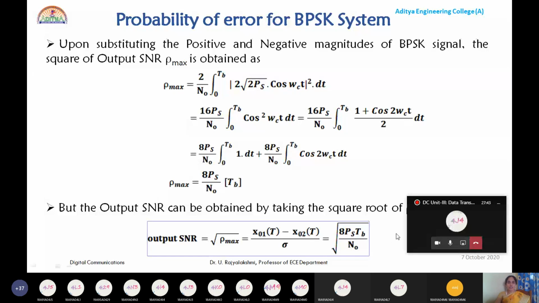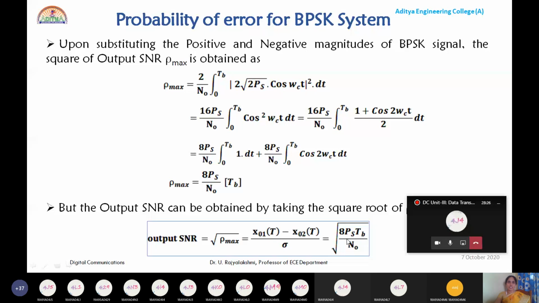So what can you conclude from the output SNR expressions of BPSK and BASK, whichever is higher? Which system provides you high output SNR, BPSK or BASK? BPSK, ma'am. BPSK, why? Because its output SNR is high. If you want to write this in terms of 2 EB by N naught, how can you write? 2 root 2 EB by N naught.